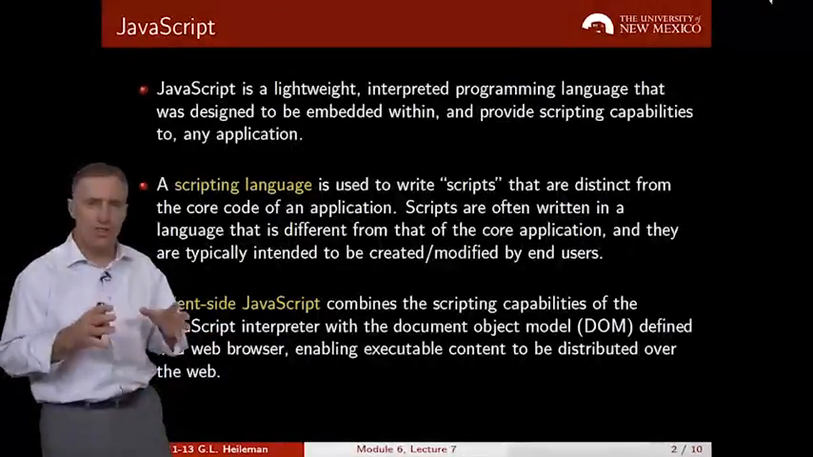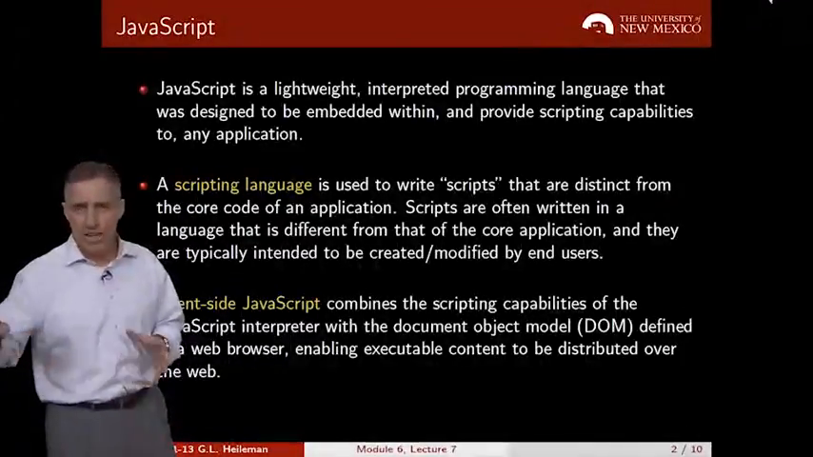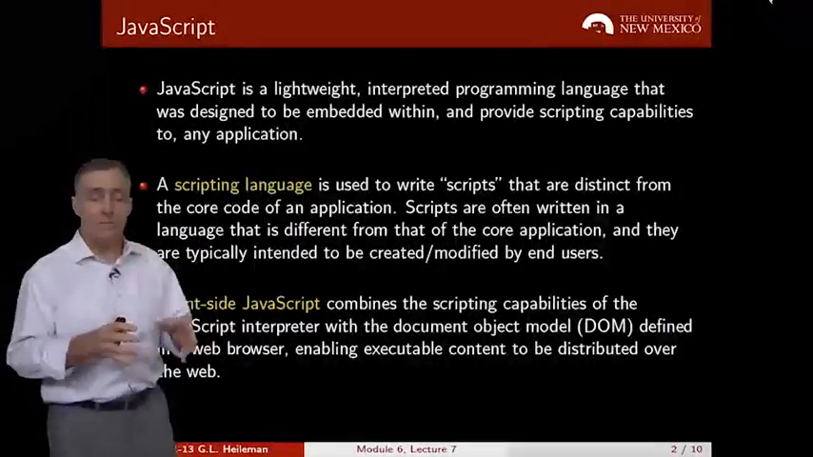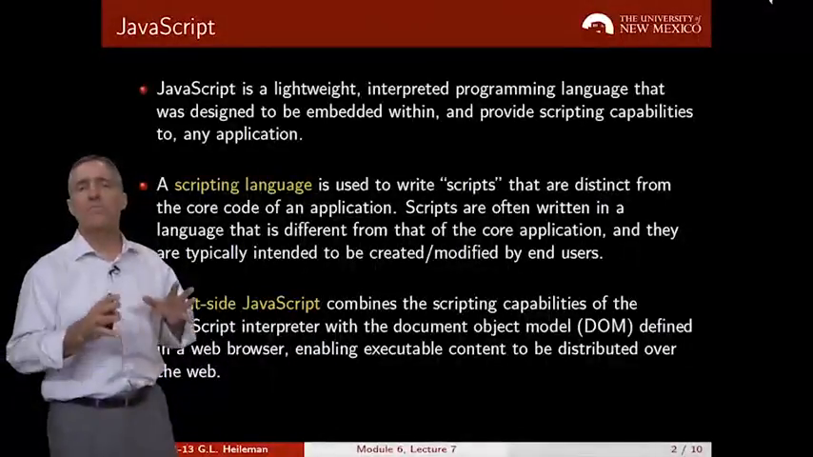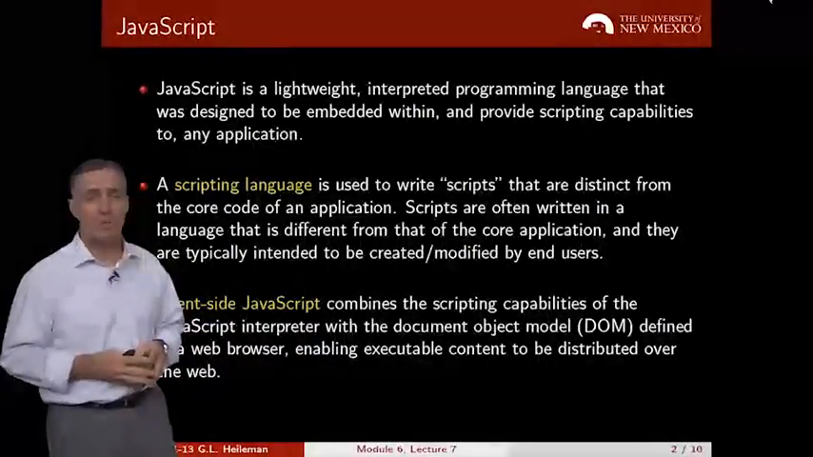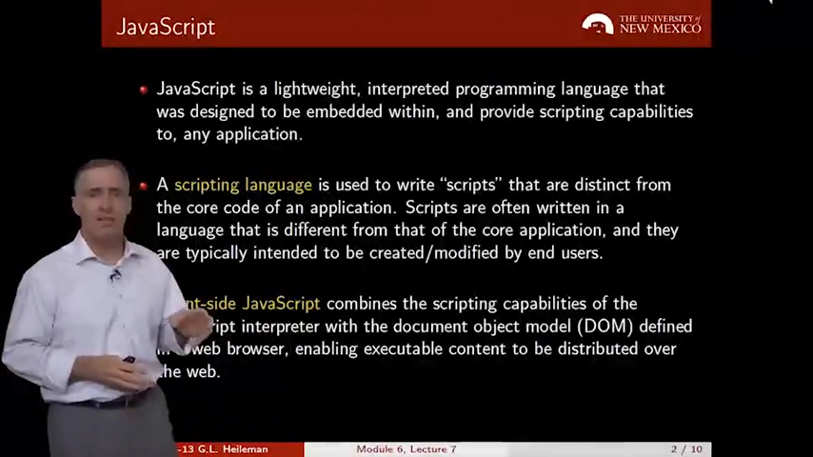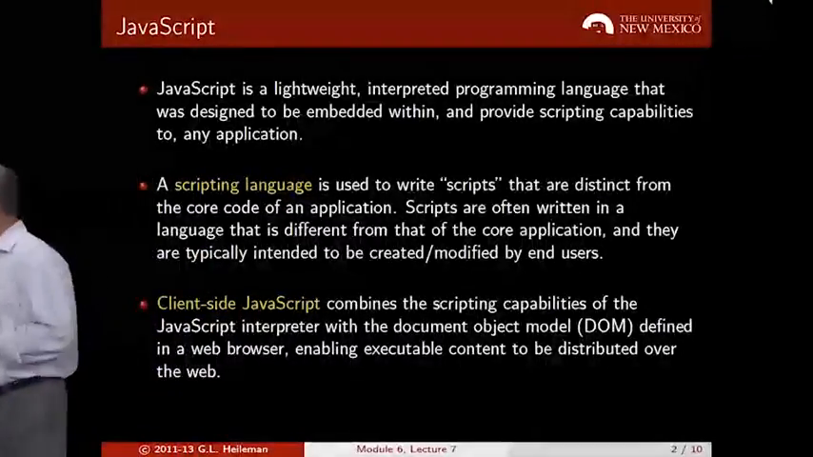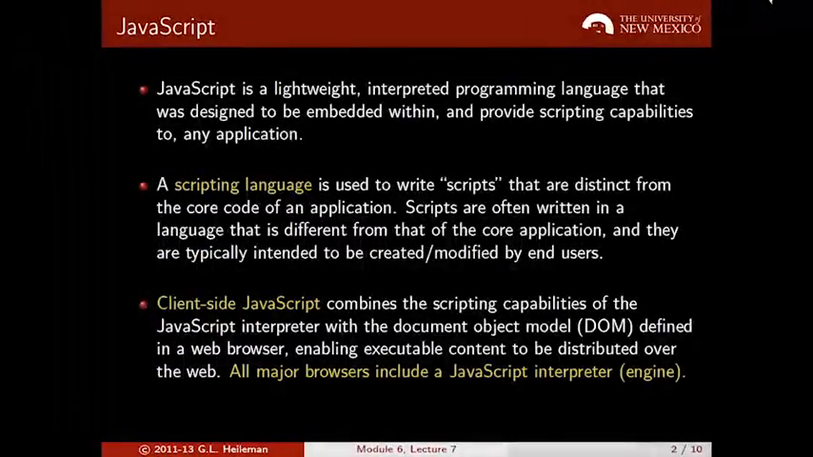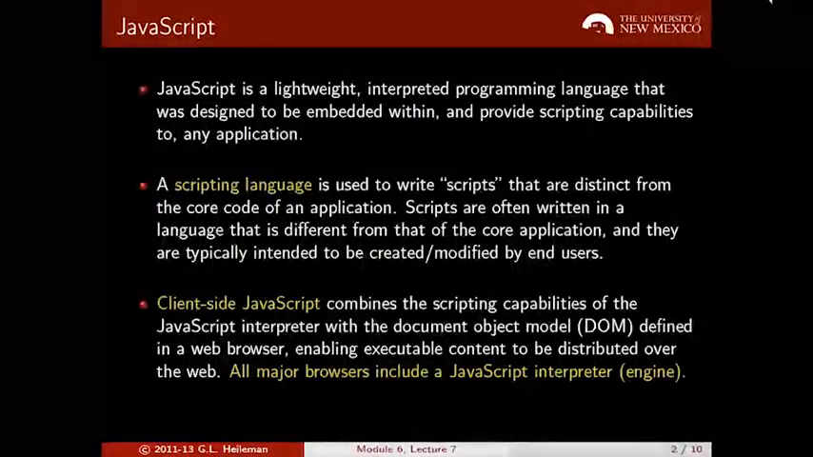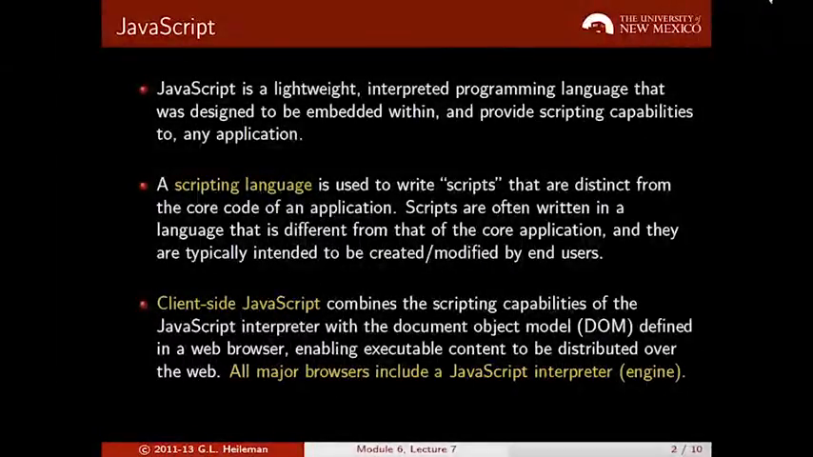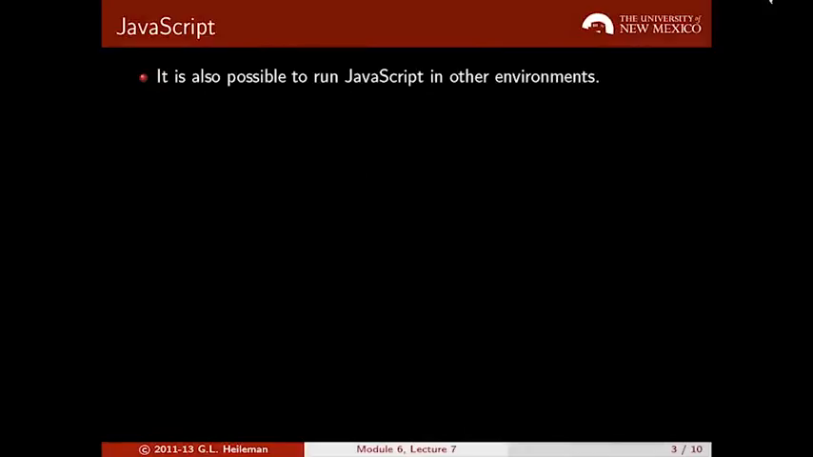What this means is there's a JavaScript interpreter in your browser, and we can send JavaScript code to the browser, and it'll be executed within your browser. So this combines the scripting capabilities of a JavaScript interpreter and the document object model, because that's what the script will act on, elements that are in your document object model. As I mentioned here, all browsers now include a JavaScript interpreter or engine, and this makes web applications much more dynamic, as you can pull in JavaScript code and execute it in the browser and change elements on the web page very dynamically using client-side JavaScript.